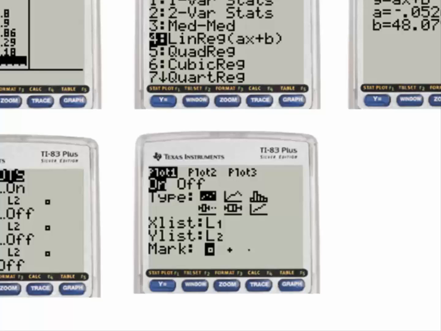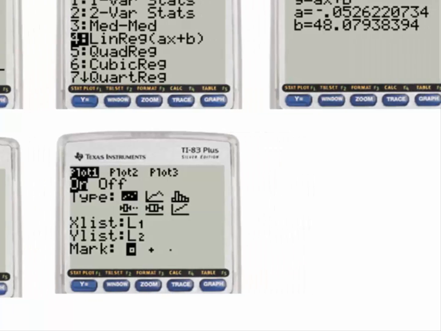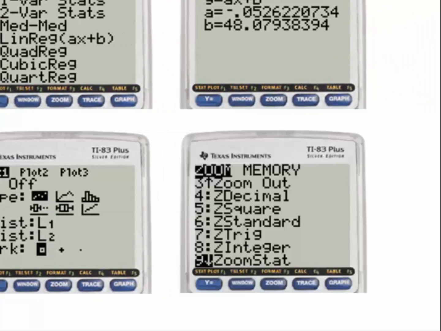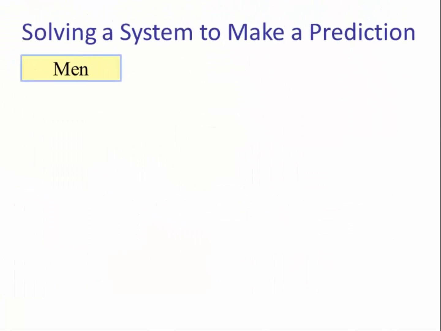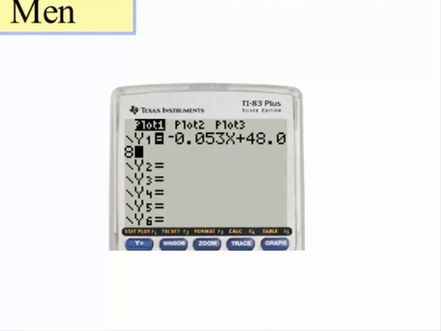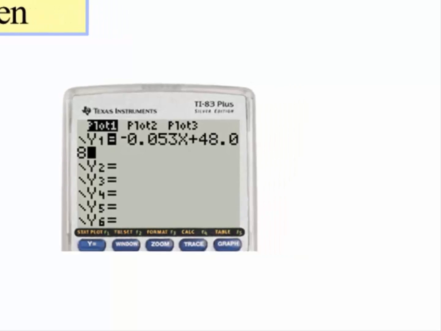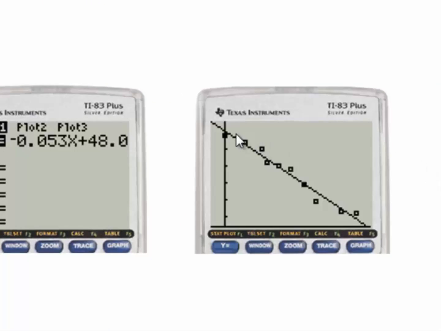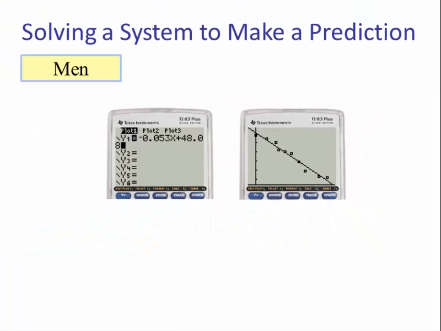We make sure it's on. Our X list is List 1, our Y list is List 2. We need to hit zoom and number 9, zoom stat. Then we hit the Y equals. We type in our line of best fit, and here we have the line of best fit with our scatter plot, and this line is doing a very good job of modeling the data. So the equation for men would be M of T equals negative 0.035 T plus 48.08.